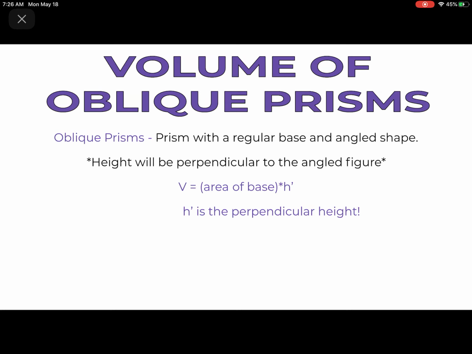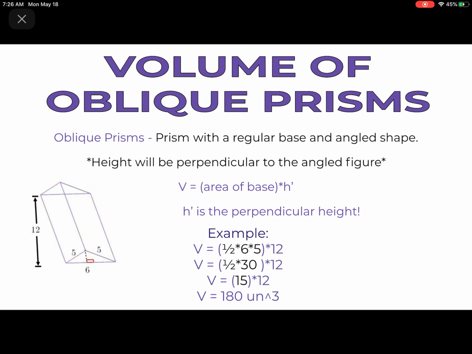Now, volume of oblique prisms. Oblique prisms, again, are going to have the regular base, but they're going to be angled some. So our height of this, I'm going to label it with an apostrophe. And that will be the perpendicular height to the figure. So an example in this, our perpendicular height, you notice it's dropped down straight, almost like making a triangle with our shape. So in this one, it's a triangular oblique prism.